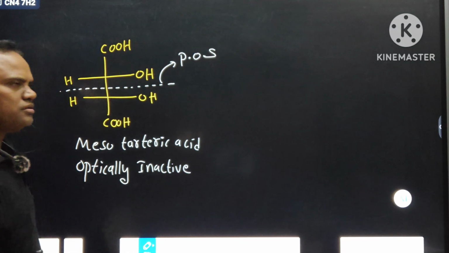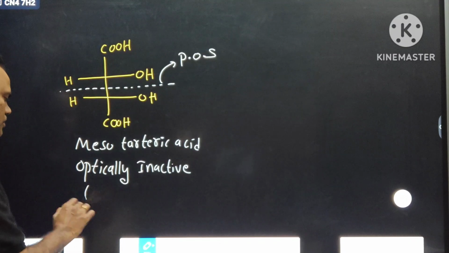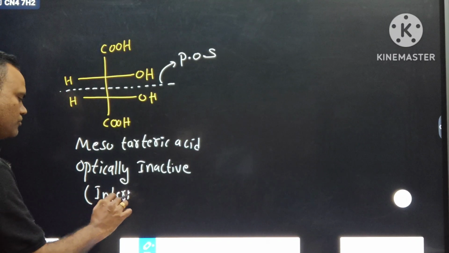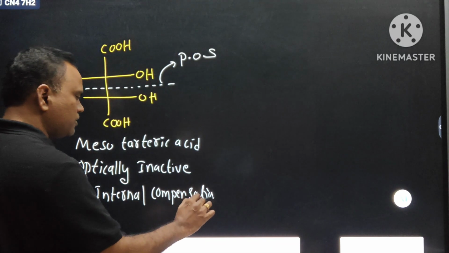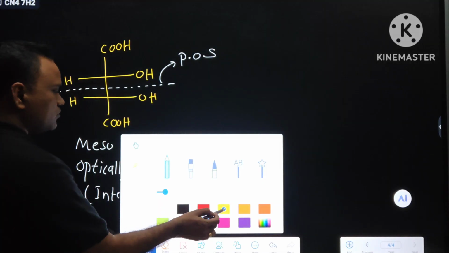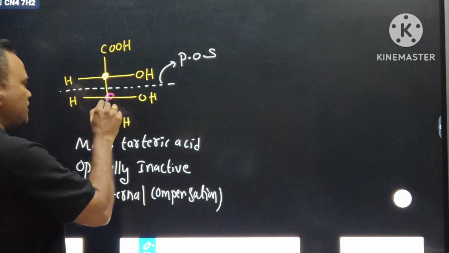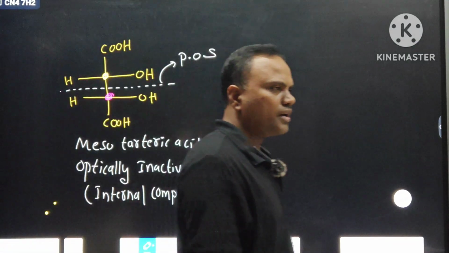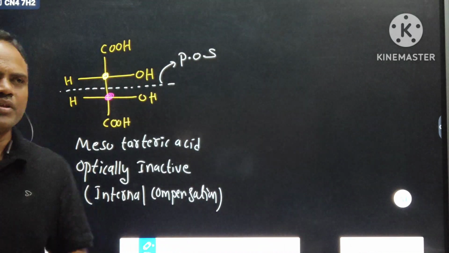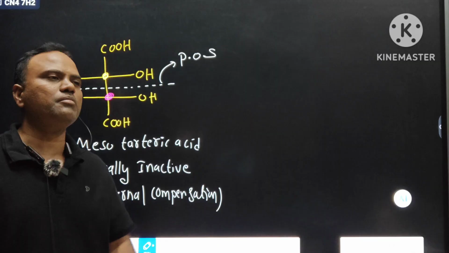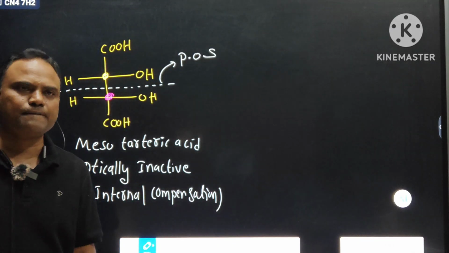Meso compounds are optically inactive due to internal compensation. Internal compensation means the optical activity of one chiral center, for example this yellow chiral center, is cancelled by the pink chiral center. The optical activity of one chiral center is cancelled by another chiral center present within the same molecule. That is called internal compensation. Stereochemistry application.